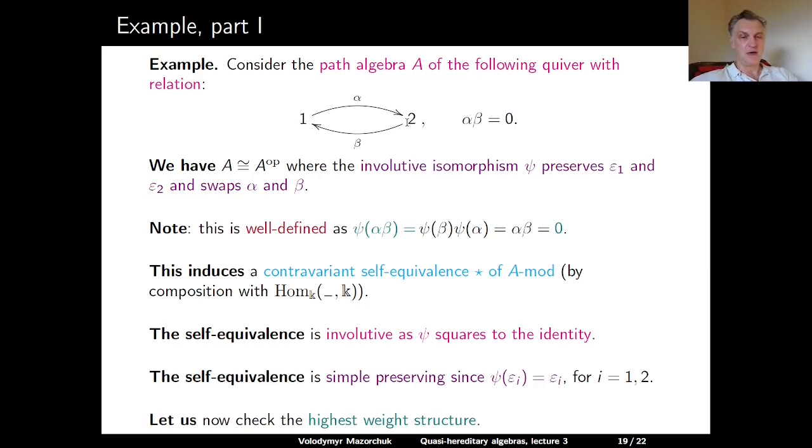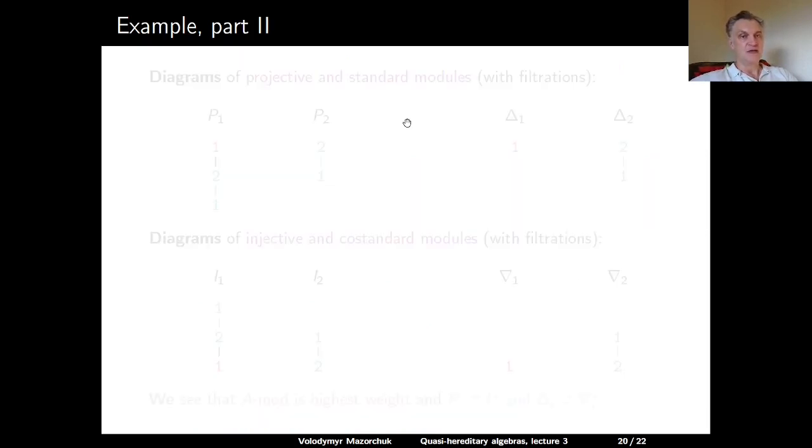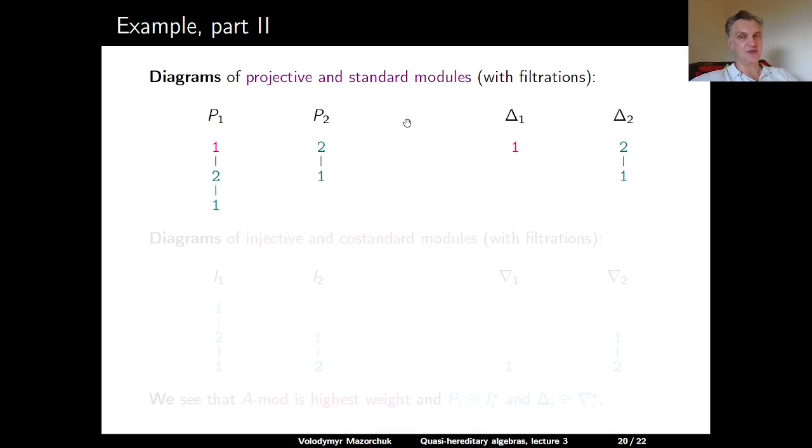Let us now check how this is coordinated with the highest weight structure on the category A mod. So the diagrams of projective and standard modules over this algebra are as follows. P1 has 1 on top, and then we can use alpha to go to 2, so we have 2 in the middle, and then we can use beta to go to 1. Beta after alpha is not 0. It's alpha after beta, which must be 0. And so P1 has 1 on top, 1 in the circle, and 2 in the middle. P2 has 2 on top, and then we can go by beta to 1, and then we are stuck because alpha after beta is 0. So P2 has only 2 on top and 1 in the circle.